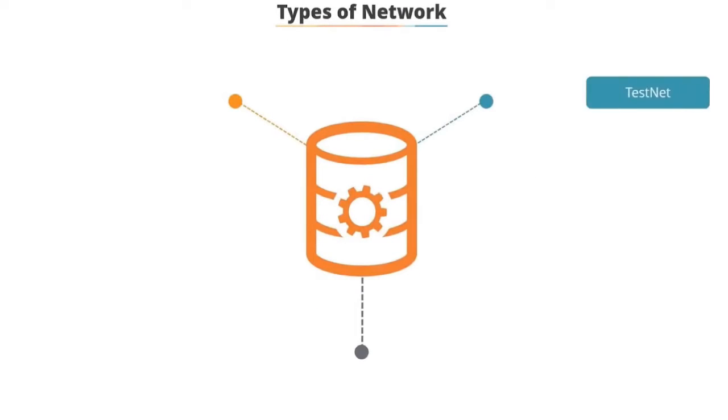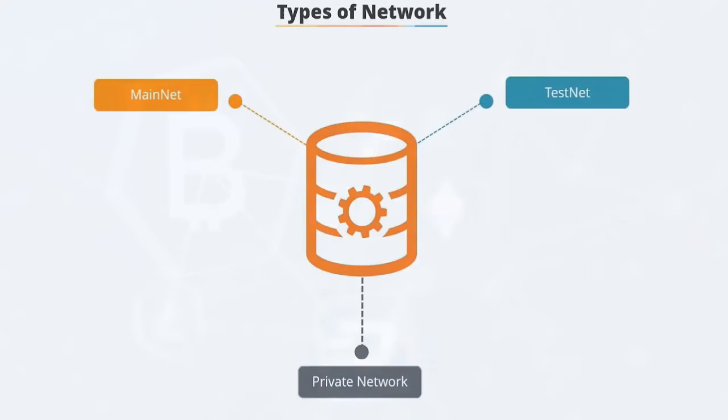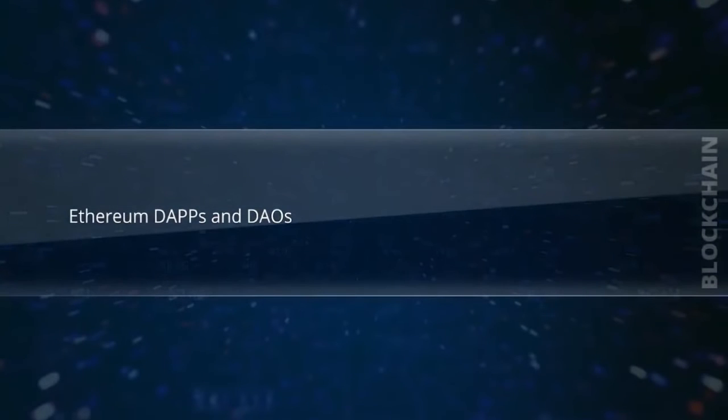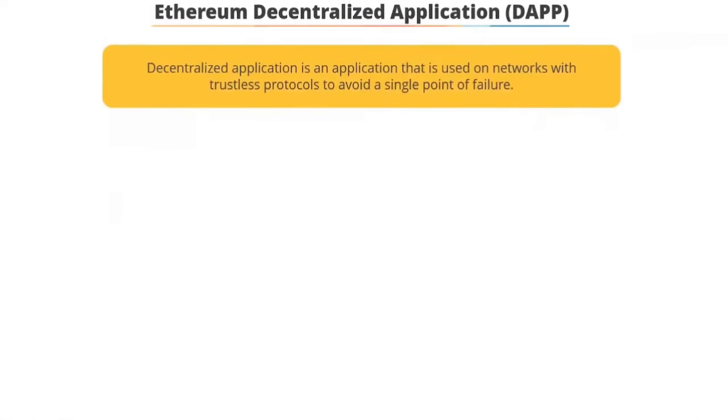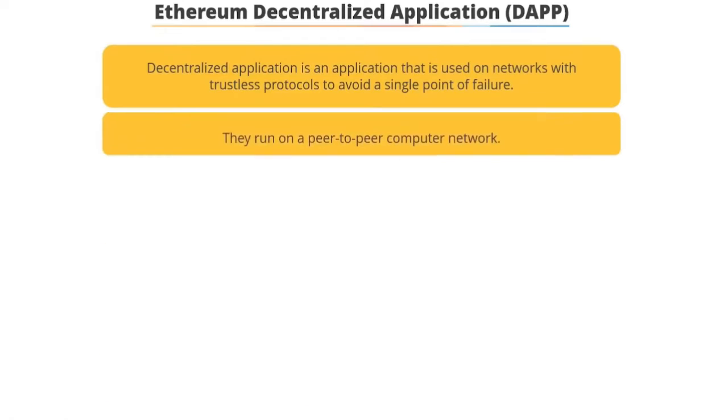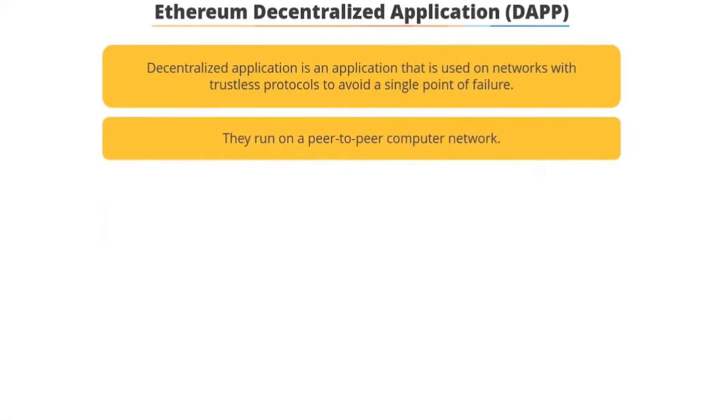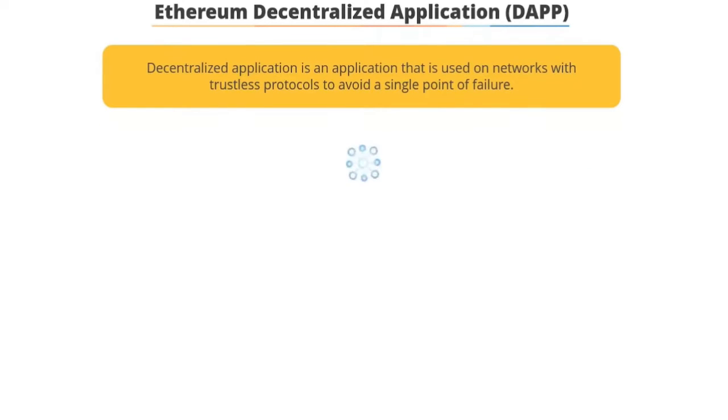Types of network. There are three main types of networks: the testnet, the mainnet, and the private network. Ethereum dApps and DAOs. dApp. A decentralized application is an application that is used on networks with trustless protocols to avoid a single point of failure. They run on a peer-to-peer computer network. All the activity which takes place on an Ethereum decentralized application is cryptographically secured on the blockchain. dApps are open source, which means that everyone can verify the contents of the software.